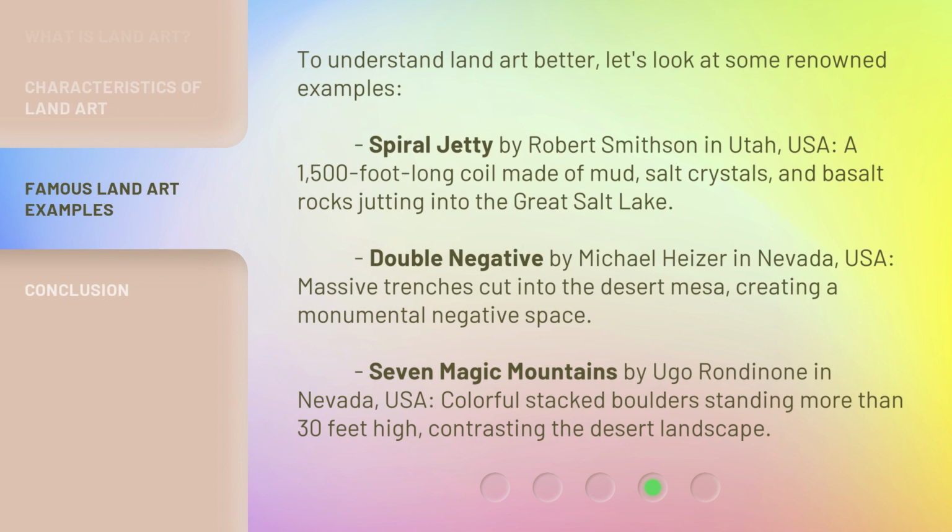To understand land art better, let's look at some renowned examples. Spiral Jetty by Robert Smithson in Utah, USA, a 1,500-foot-long coil made of mud, salt crystals, and basalt rocks jutting into the Great Salt Lake. Double Negative by Michael Heizer in Nevada, USA, massive trenches cut into the desert mesa, creating a monumental negative space. Seven Magic Mountains by Ugo Rondinone in Nevada, USA, colorful stacked boulders standing more than 30 feet high, contrasting the desert landscape.